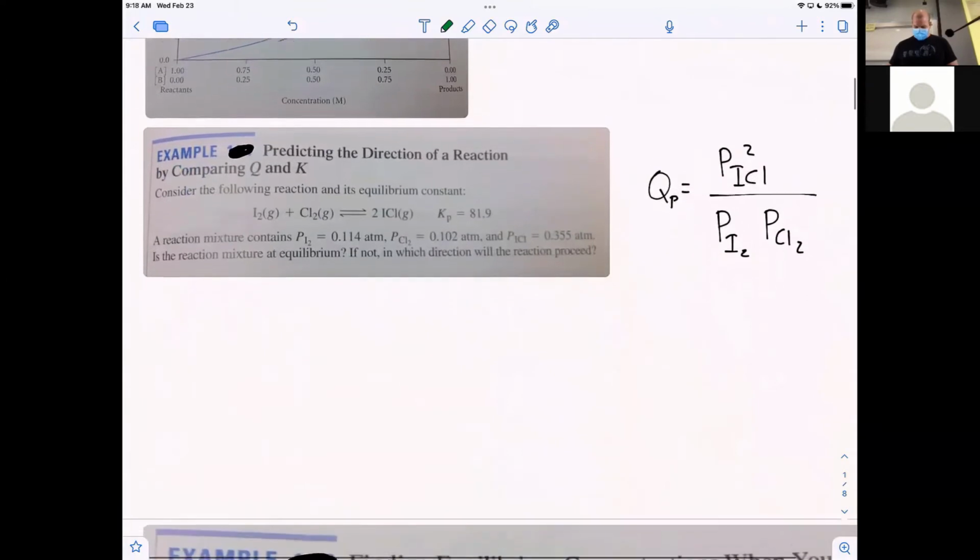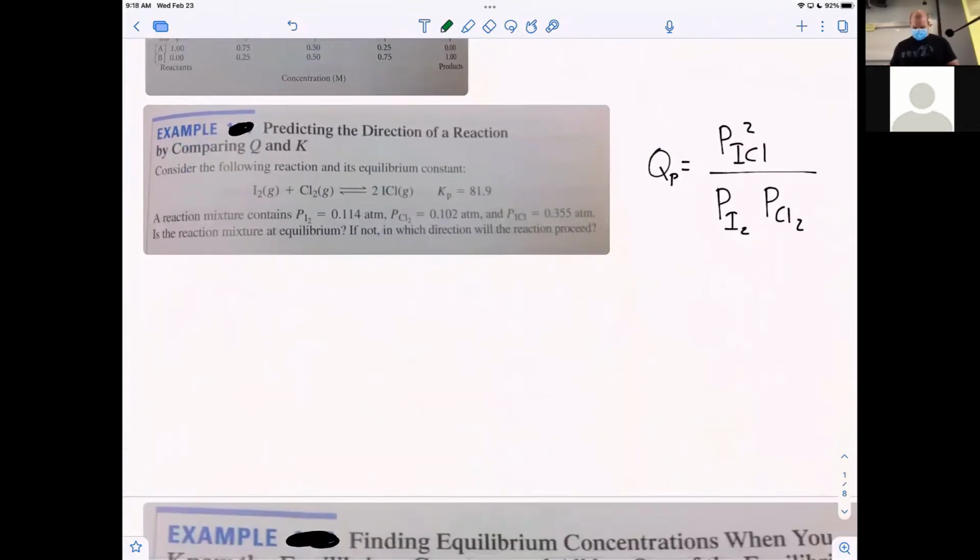Okay, so let's do a problem. We have iodine and chlorine in equilibrium with 2 ICl, iodine monochloride. Our reaction contains 0.114 atmospheres of iodine, 0.102 atmospheres of chlorine, and 0.355 atmospheres of iodine monochloride. Is the reaction at equilibrium? If not, which direction will the reaction proceed?